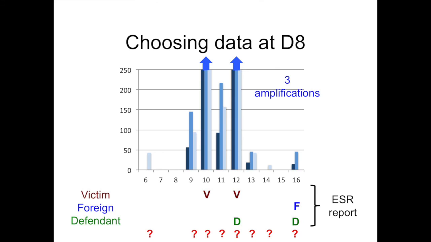VV is the victim. So at 10 and 12, there's the victim, the very tall peaks. He's 95, 99% of the sample. There's a foreign allele, F, that was indicated on the table, and that's at allele 16. And here's the defendant, which was listed in the third column, having a genotype DD of 12 and 16. And based on that, clearly he's in there, if that's how you choose your data.